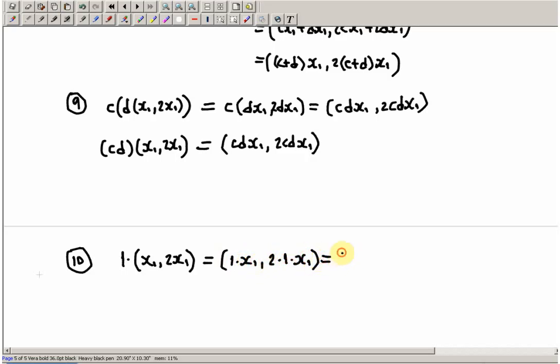Okay, so there it is. So that's the end of the exercise. So W is a vector space.